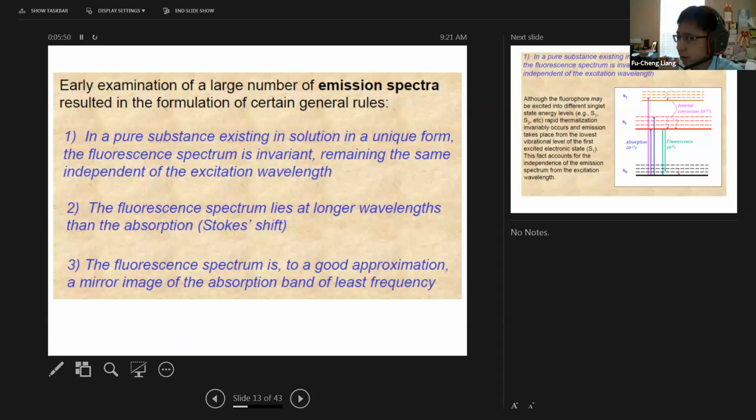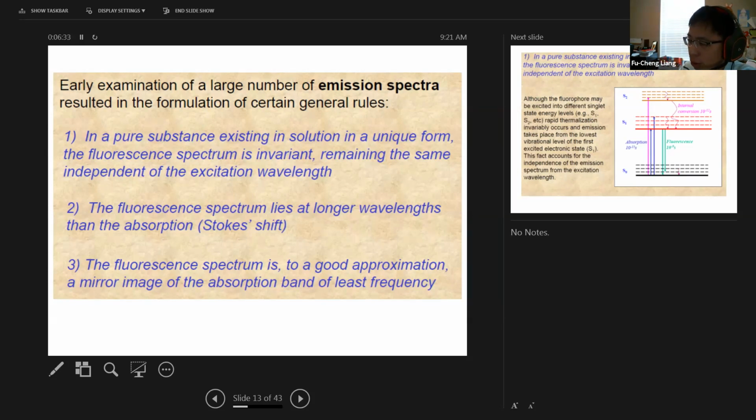Since we're talking about the fluorescence emission spectrum, there are three general rules about it. In rule number one, for a pure substance in solution in a unique form, the fluorescence spectrum is invariant, remaining the same independent of the excitation wavelength. So no matter how you change the excitation wavelength, the emission spectrum is always the same. The reason for that we will see in the next slide, where some energy diagrams show why, when we change the excitation, we still get the same fluorescence signal.